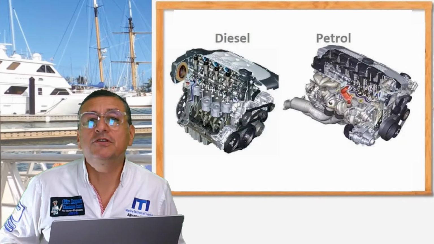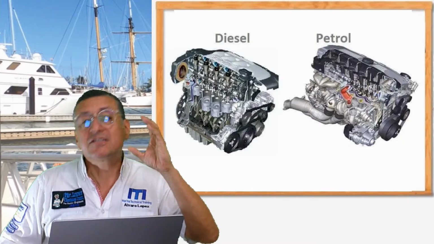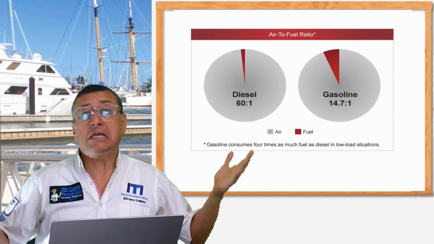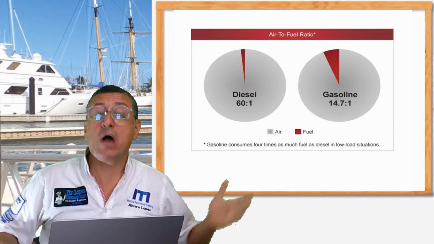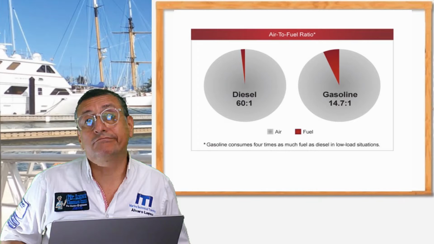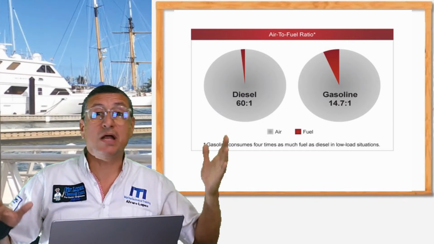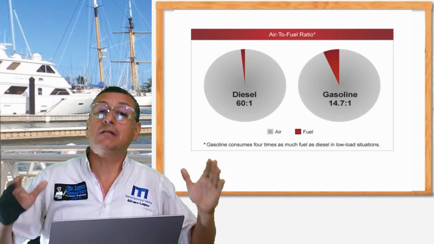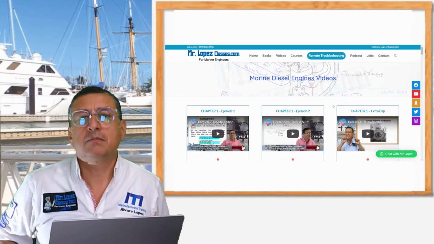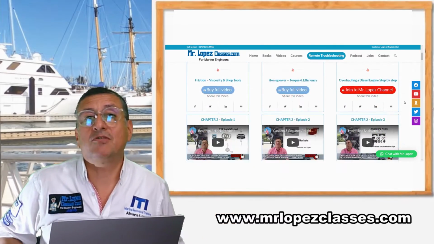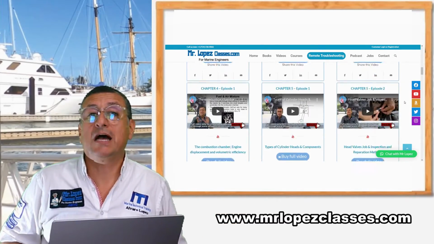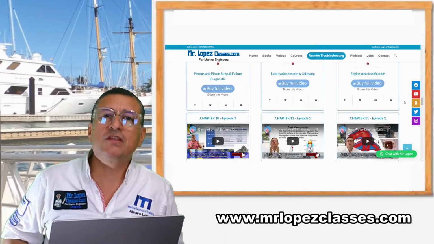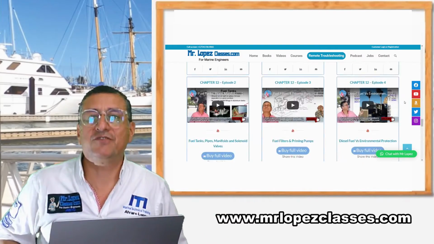What engine is more efficient? The engine that burns the maximum amount of air with less fuel. Gasoline, only 14.5 to 1. Diesel, 70 to 1 or 160 to 1, is more efficient. In different terms, later in other episodes, you can check a lot of episodes on my website www.mrlopezclasses.com. You go to the videos section, and there are a lot of videos where I explain the terms of efficiency.